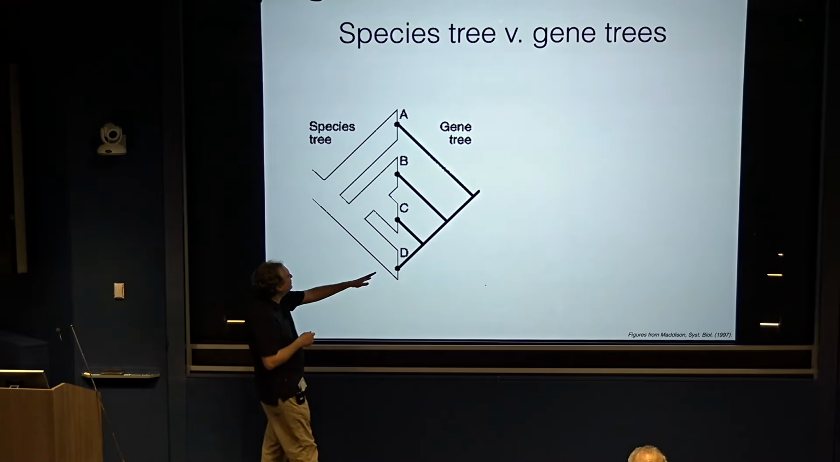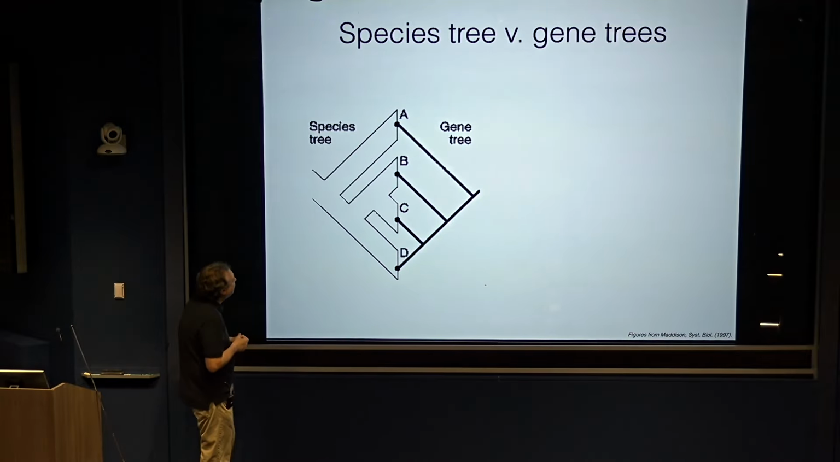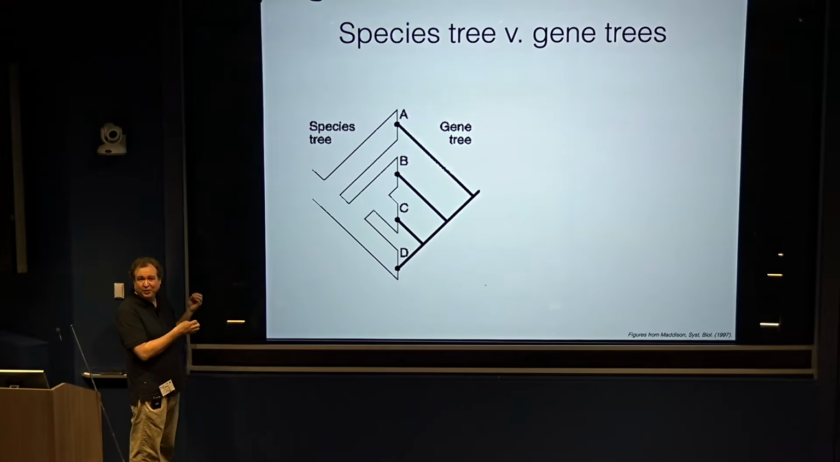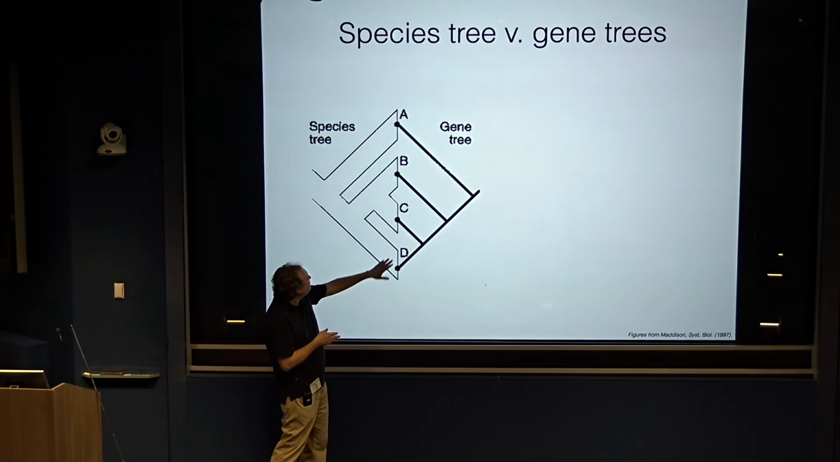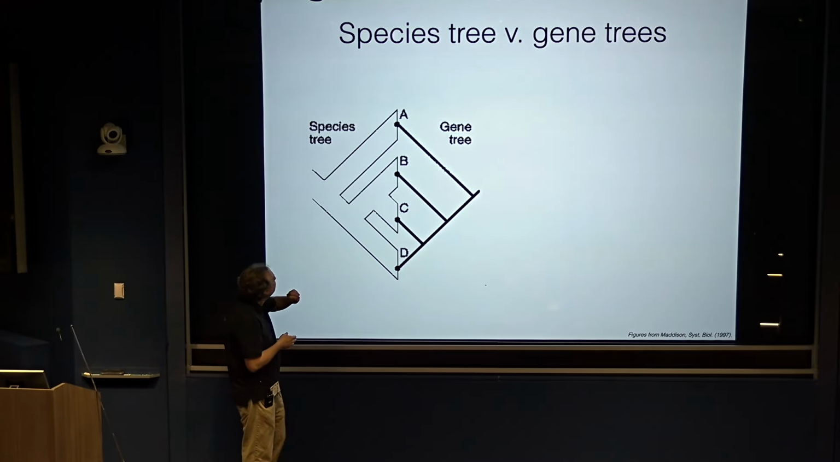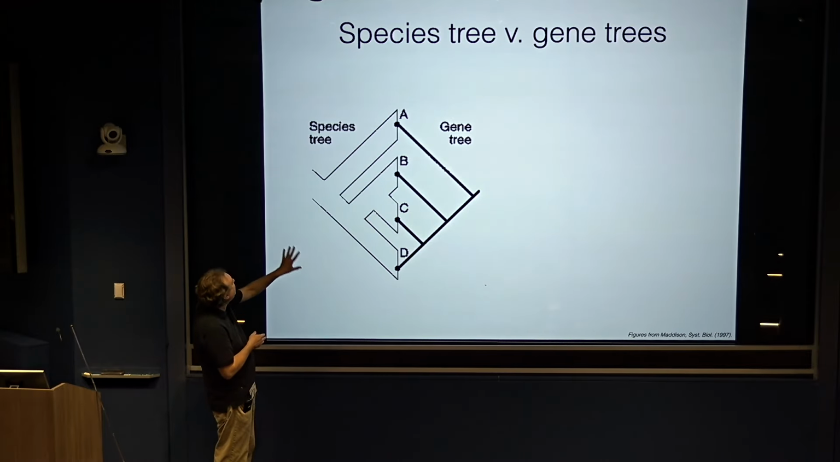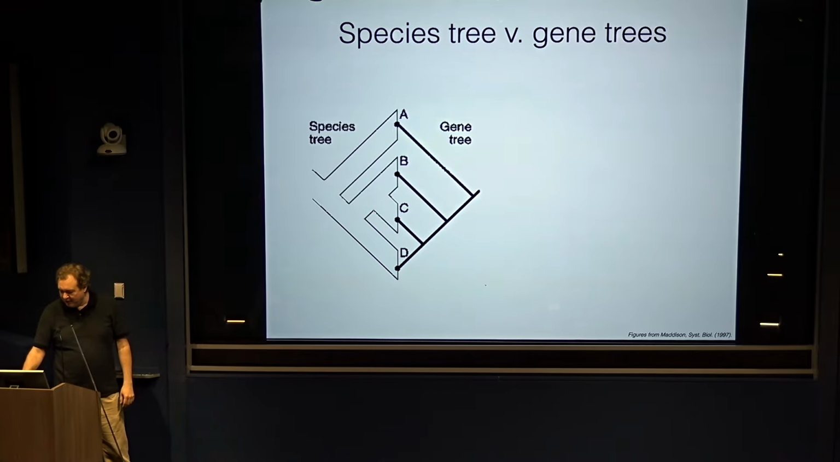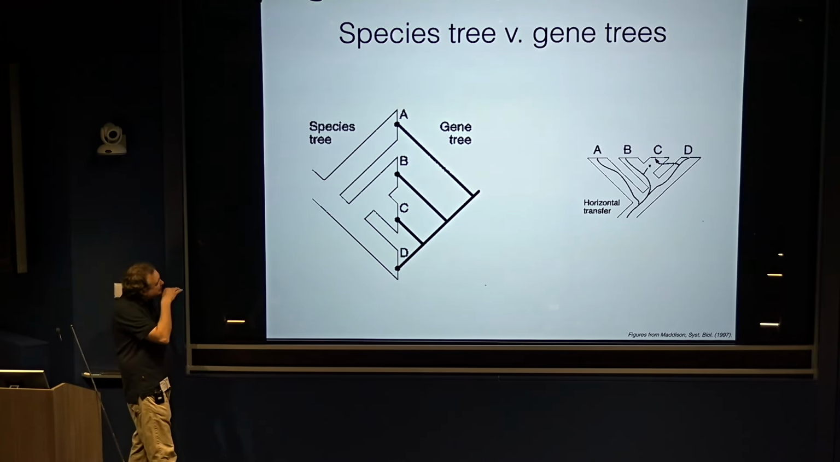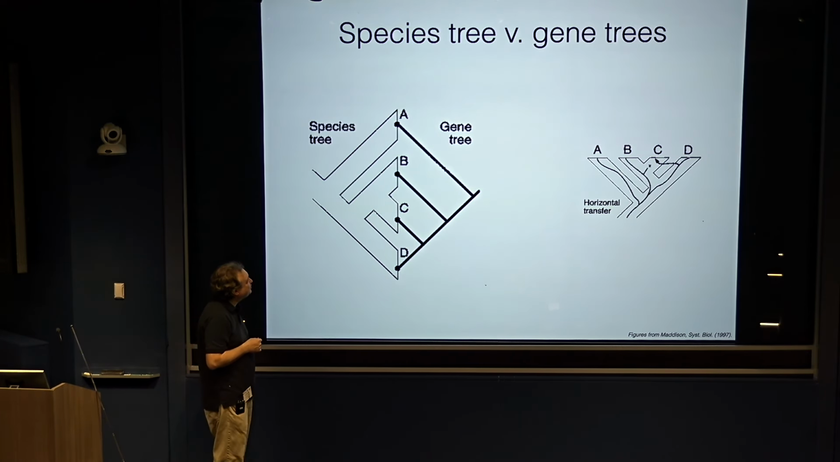A gene tree is going to be the history of a particular gene. These are going to be the thin trees, and they can have a different shape than the species trees in general. And there are lots of reasons why this is true. There are lots of phenomena that lead to different genes having different histories.